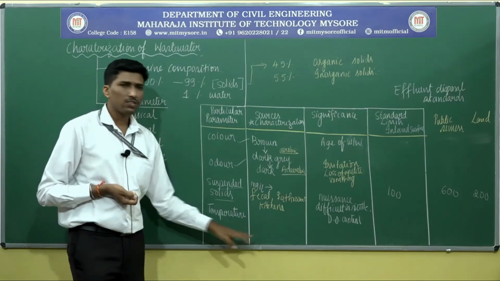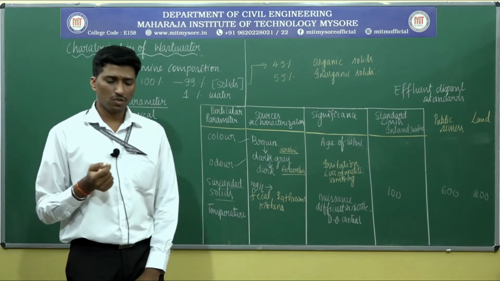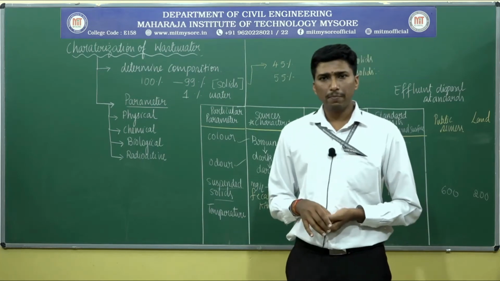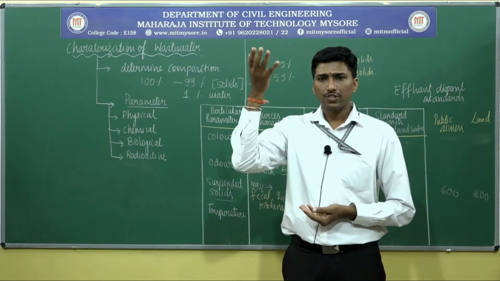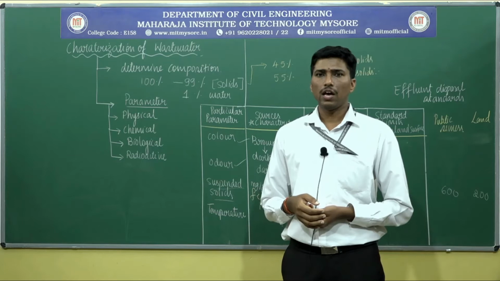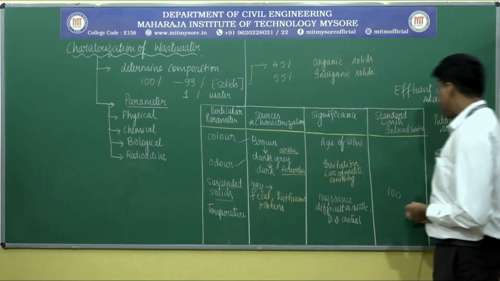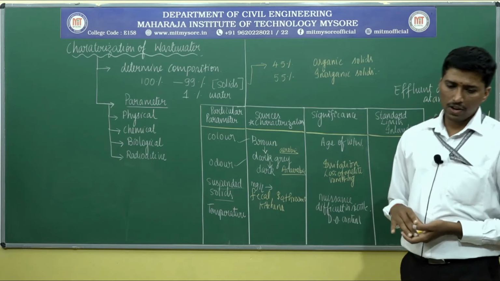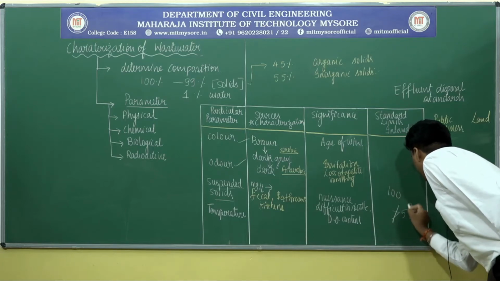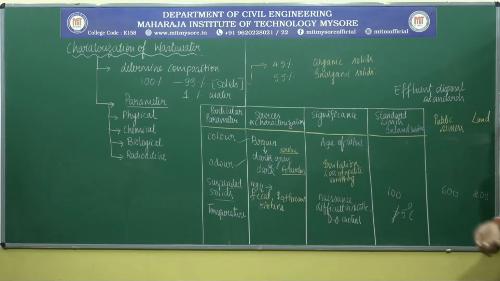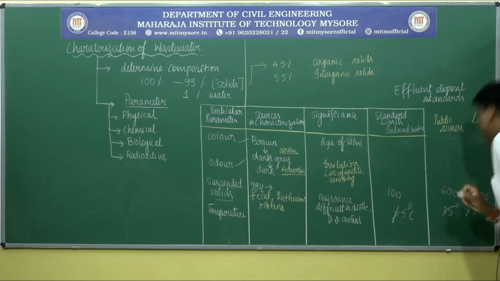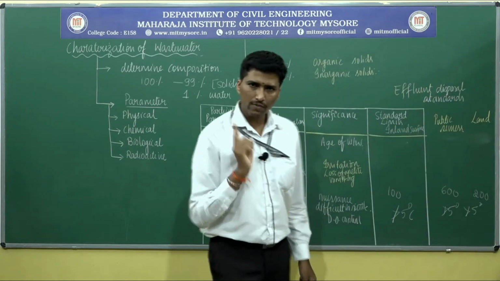Now, moving on to the next one, it is temperature. How does the temperature affect the wastewater? Some temperatures are literally higher in nature, some of them are lower in nature. In India, normally the temperature should not exceed more than 5 degrees Celsius, and in Fahrenheit you can take it accordingly. Not more than 5 degrees. Getting the point clear for this?